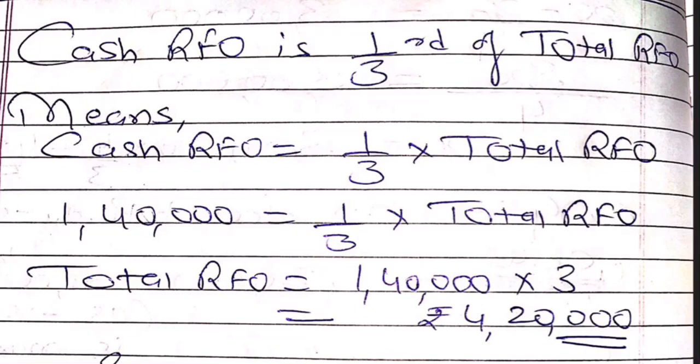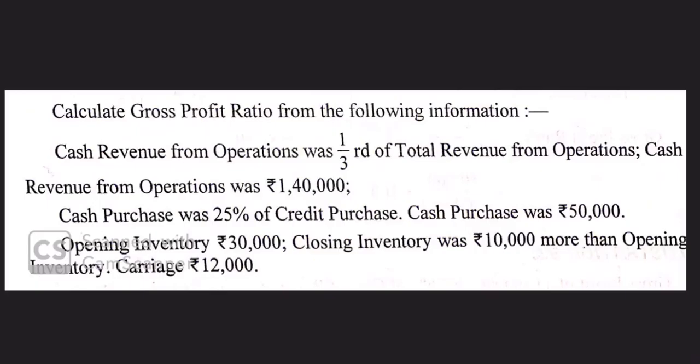Okay, so it is very easy. You just have to go through the lines of the question properly. So cash RFO is 1/3 of total RFO. So cash RFO is given and 1/3 of total RFO. So by doing the cross multiplication, we calculated the value of total RFO.